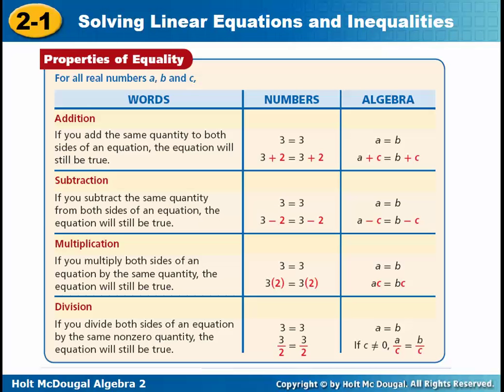These are the properties that we'll be using. The addition property says that you can add the same number to both sides of an equation and it doesn't change it. The subtraction property is you can subtract the same thing from both sides and that's just fine. Multiplication, you can multiply both sides of an equation by the same number and the equation is still true. And division, you can also divide both sides of an equation by the same quantity and the equation will still be true.